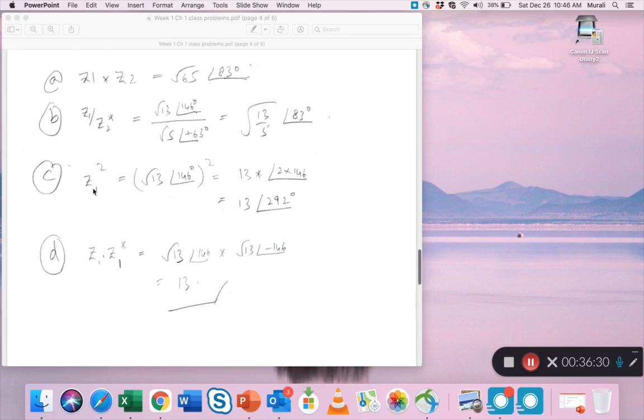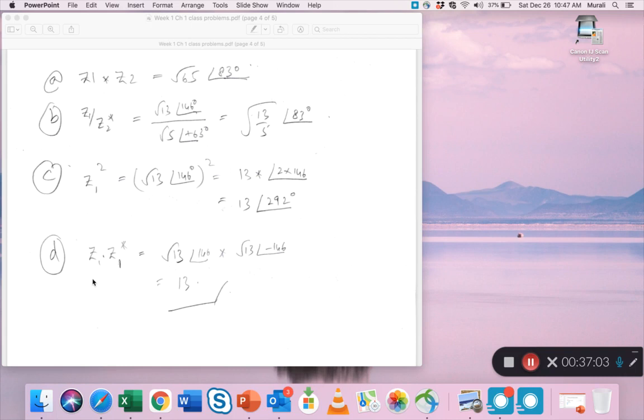Similarly, Z1 squared, you square this whole thing. And the trick, you may know this or you may not know this, you can actually put it into a calculator, it will do it for you. Obviously root 13 just becomes 13 when you square it, but the angle in the polar form, you just double it when you do a square, right? It becomes 2 into 146, which is 292. Maybe you remembered that, maybe you didn't, but hey, here it is.